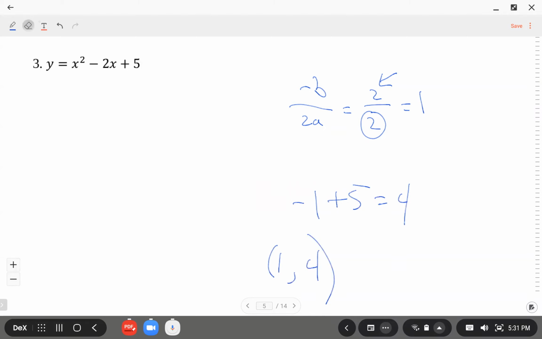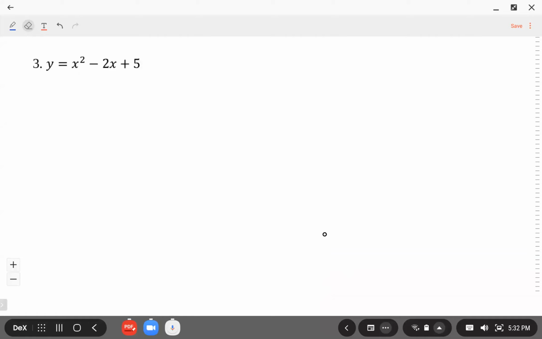That's the vertex. So let's erase all this rubbish and let's write it in a neat, very calm, formal manner. Okay, so the AOS is going to be 1, and the vertex is going to be 1, 4.